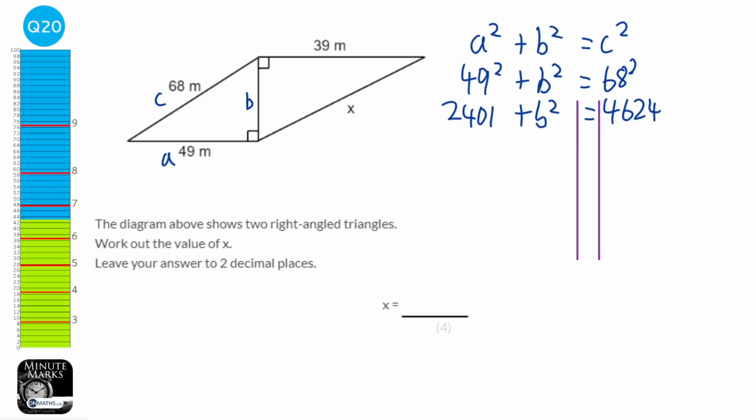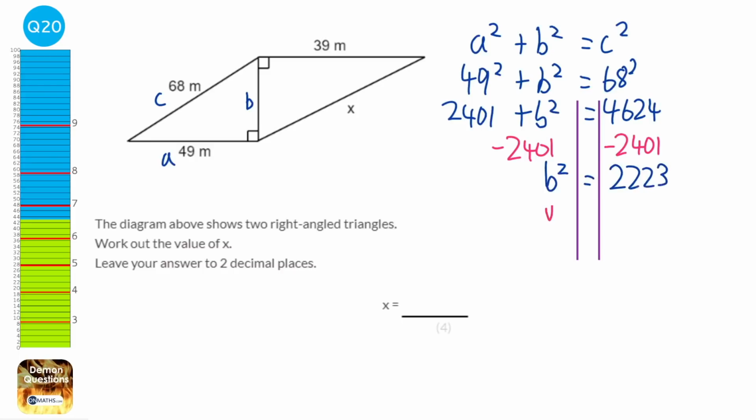So we are solving here, so let's get our lines down. We're going to start by subtracting the 2,401 from both sides. So we've got b squared equals 2,223. Then we're going to square root both sides, and we've got b equal to 47.148, and so on.